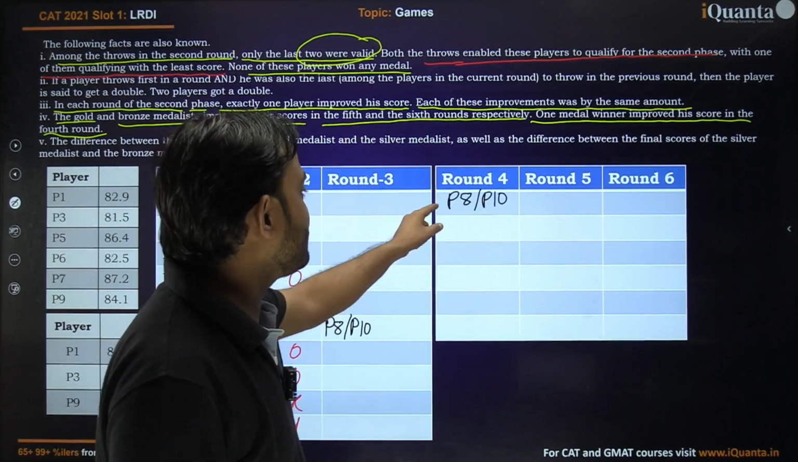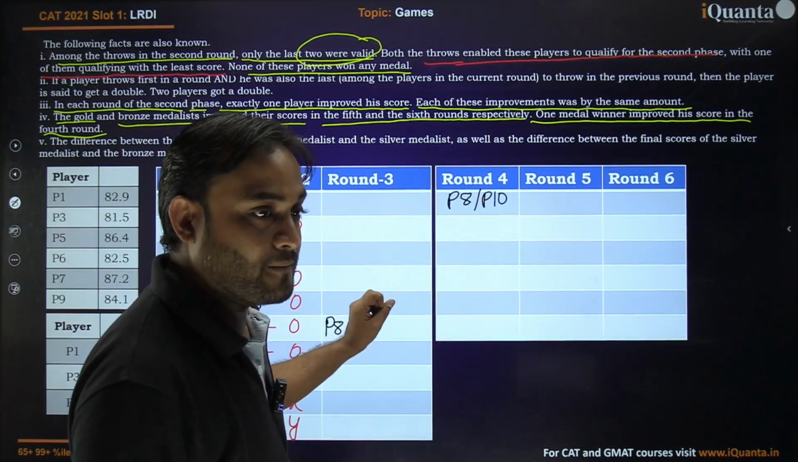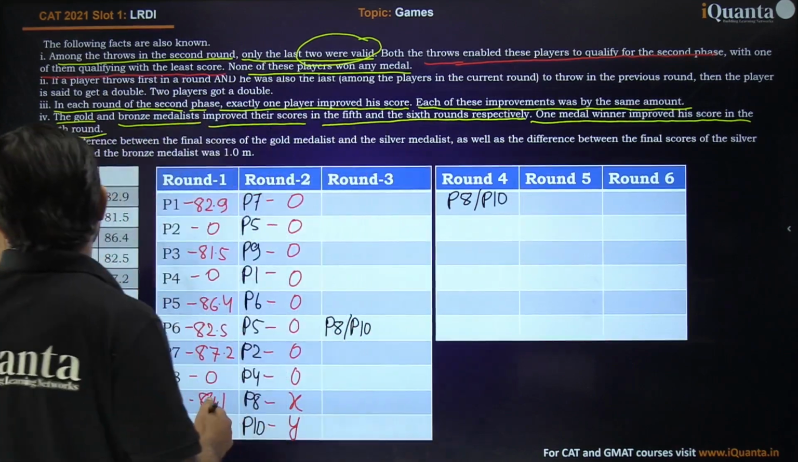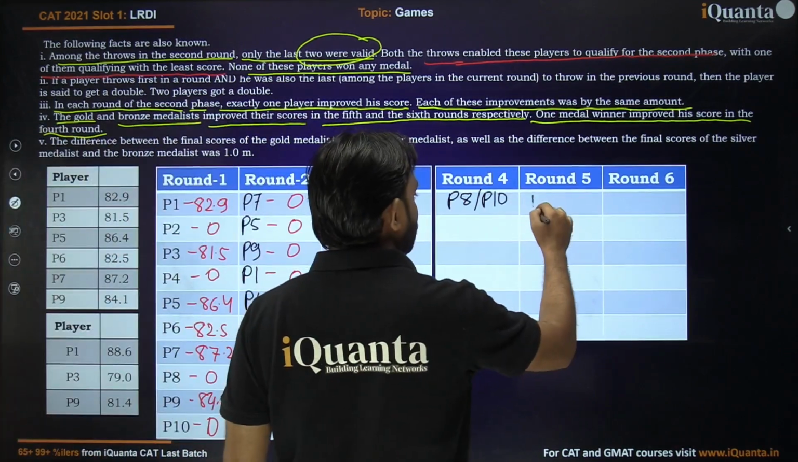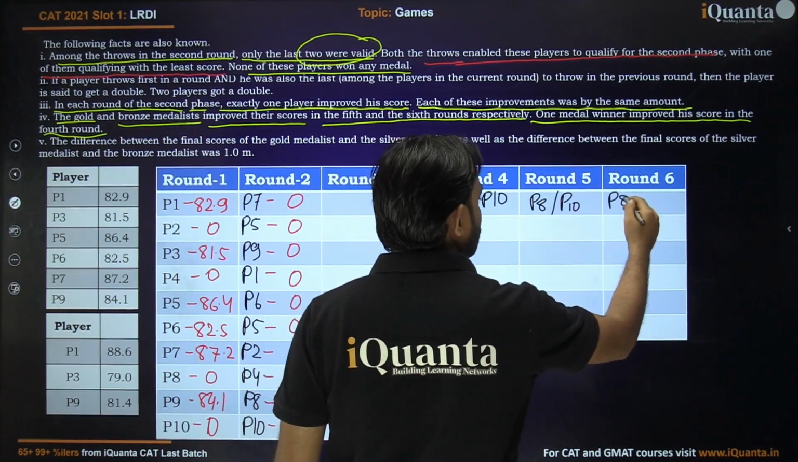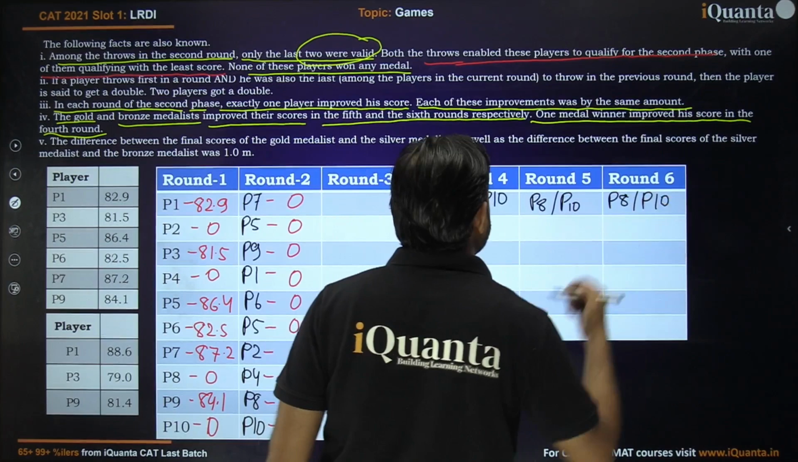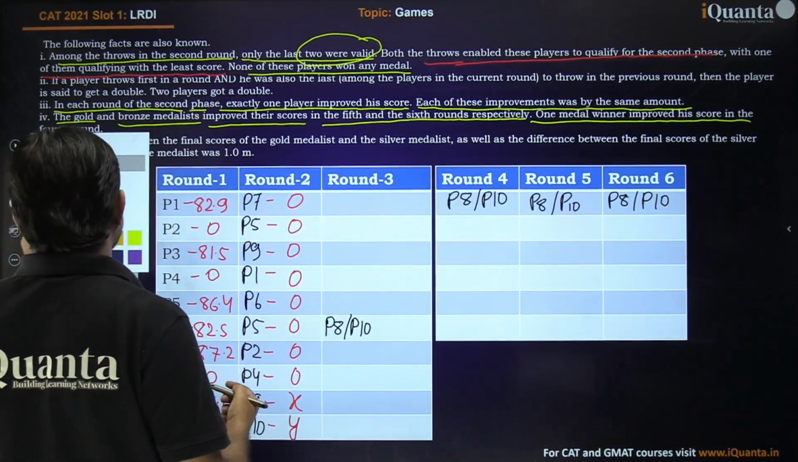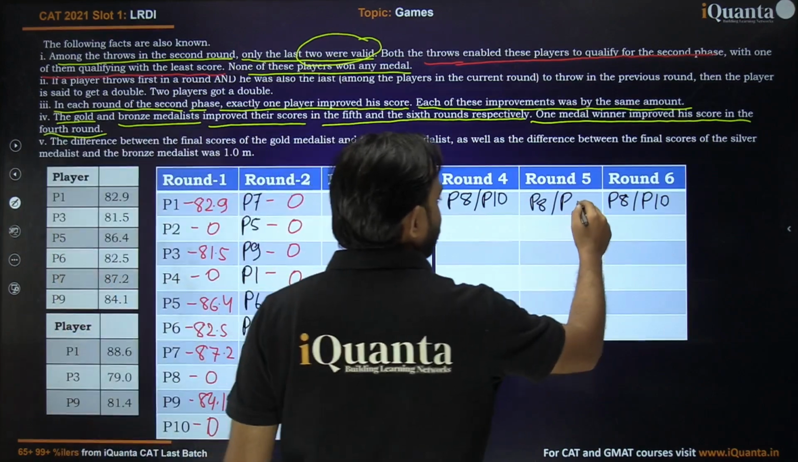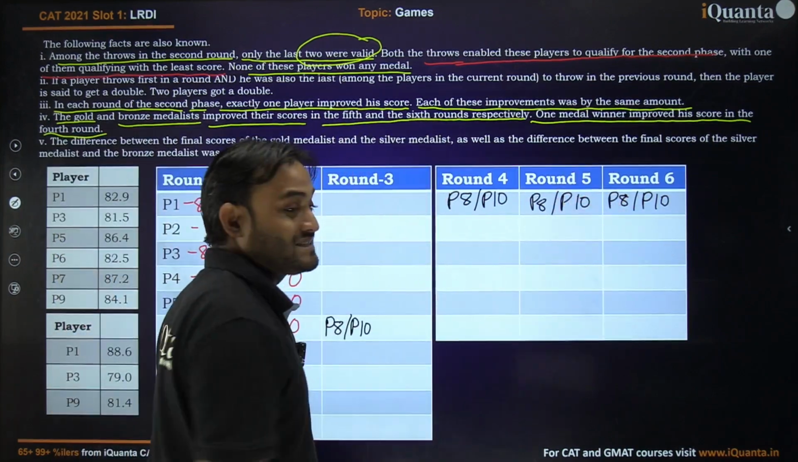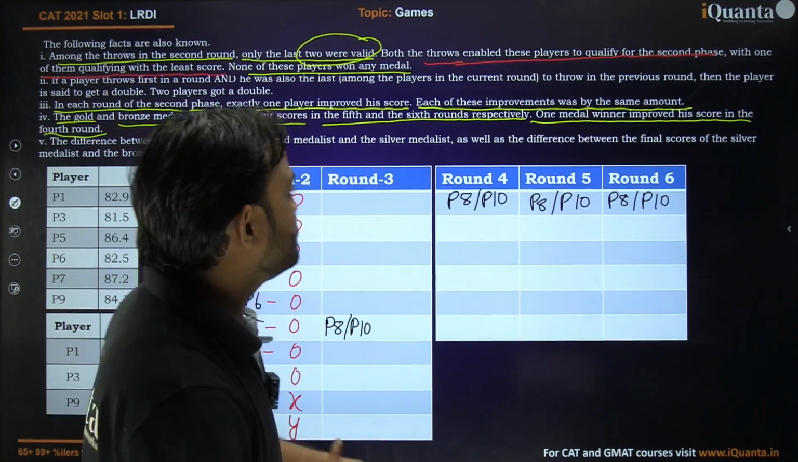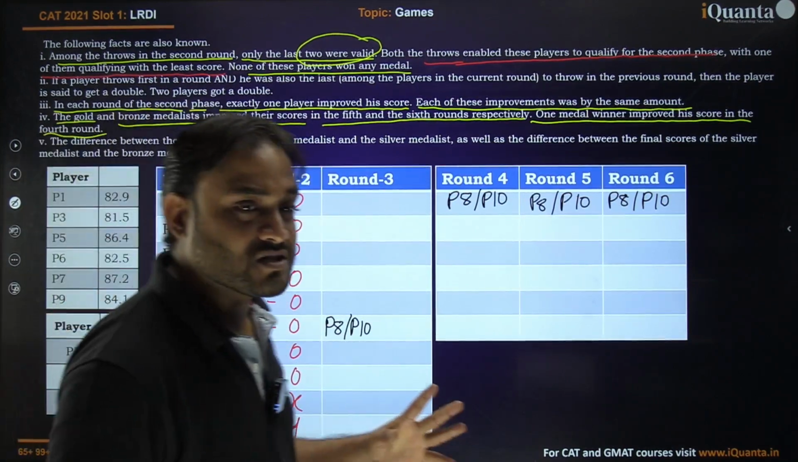So whoever was last in the 3rd round was last in the 4th round, in the 5th round and the 6th round. So we can say whoever threw first in the 4th round did not improve, and hence threw first in the 2nd round and in the 5th round and 6th round, right? Now it's very clear to find out which players got the double.